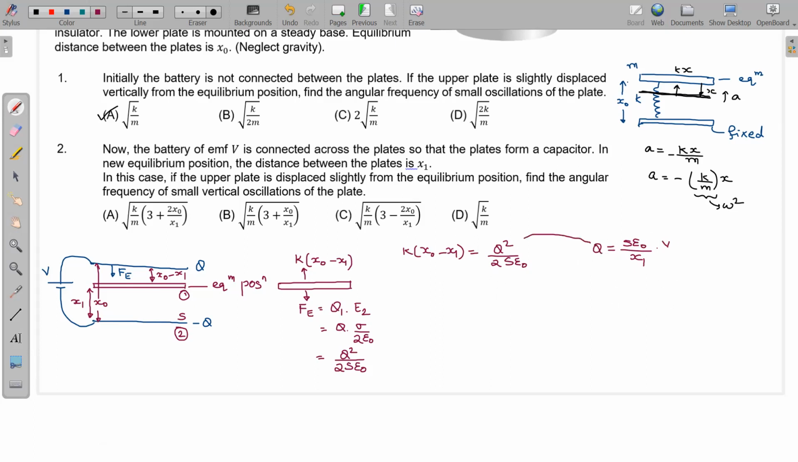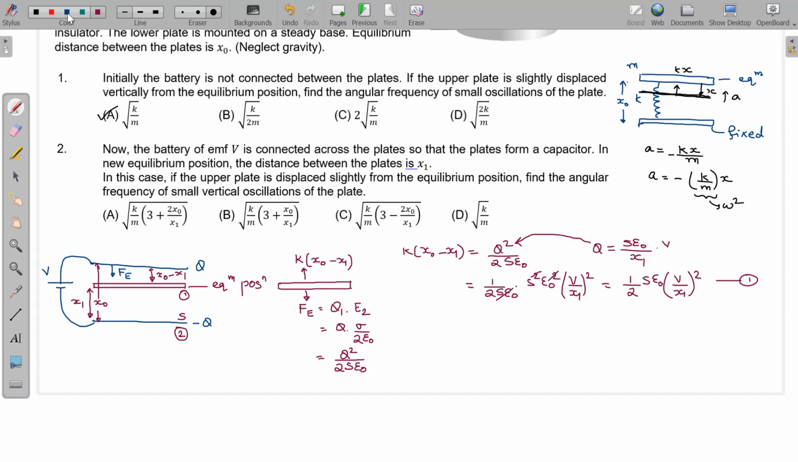So let us put this value of Q in this expression. So this term will be half of S epsilon naught, and in numerator we will get S square epsilon naught square into (V by x1) whole square. So this epsilon naught term gets cancelled out. We are left with half of S epsilon naught times (V by x1) whole square. So this is our first expression.